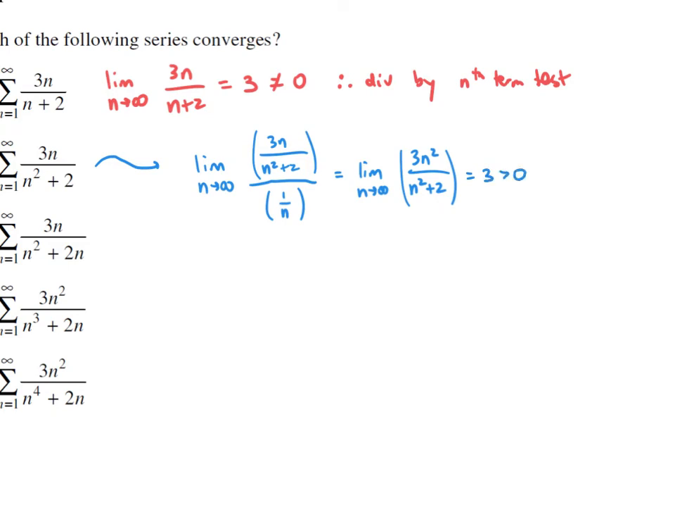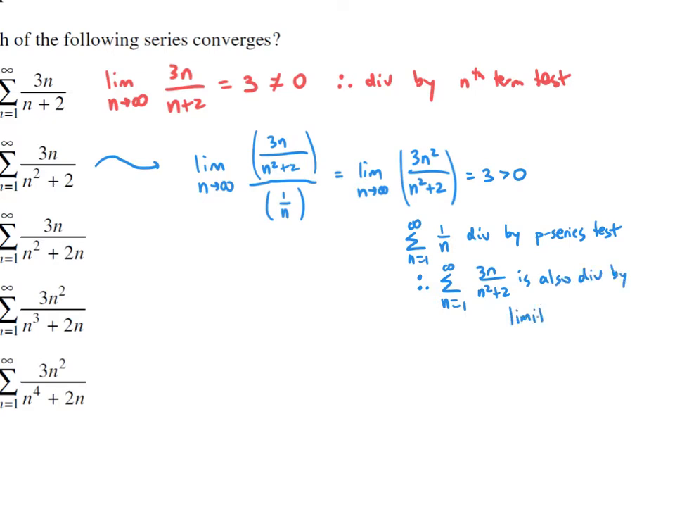Now, the limit comparison test says that if that is the case, both series behave the same way. In other words, the series as n goes from 1 to infinity of 1 over n is divergent. And let's just claim that by the p series, we could do the harmonic as well. Therefore, the series from 1 to infinity of our unknown, 3n over n squared plus 2, is also divergent. And that would be by the limit comparison test.